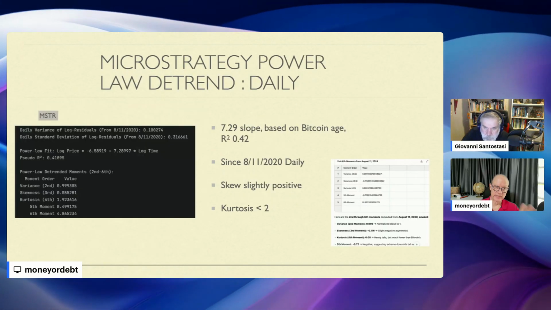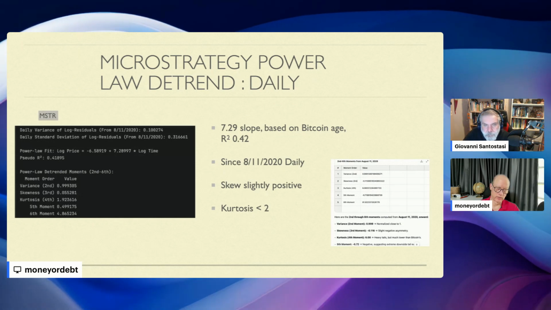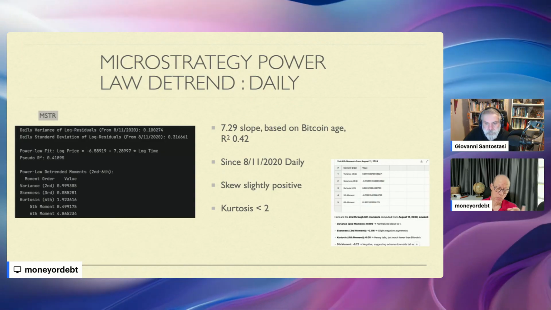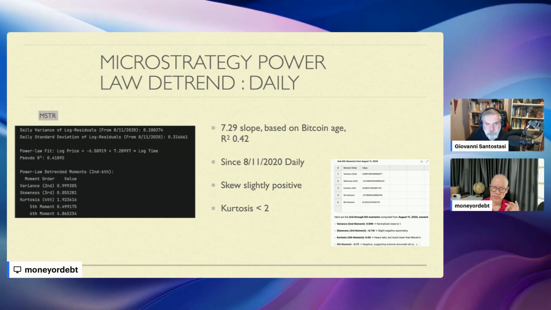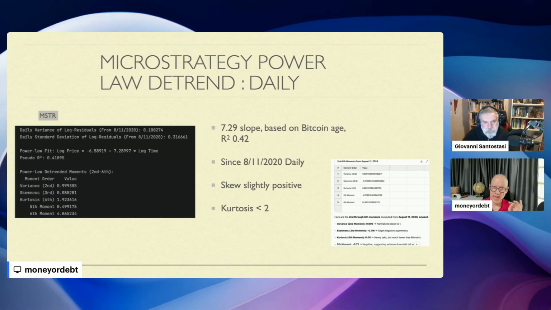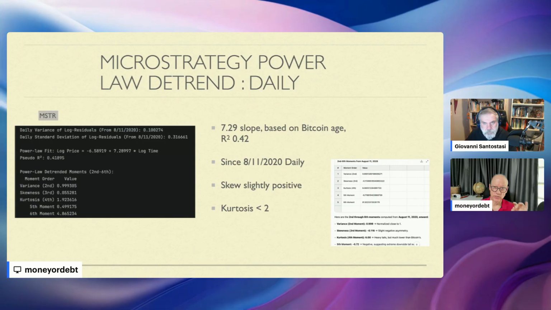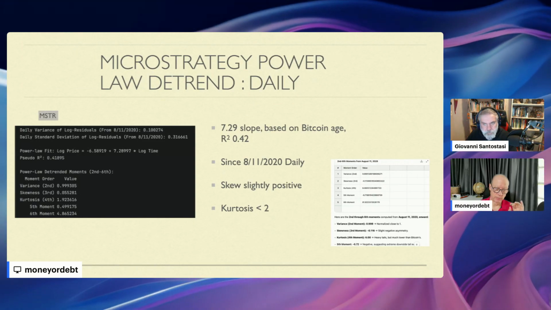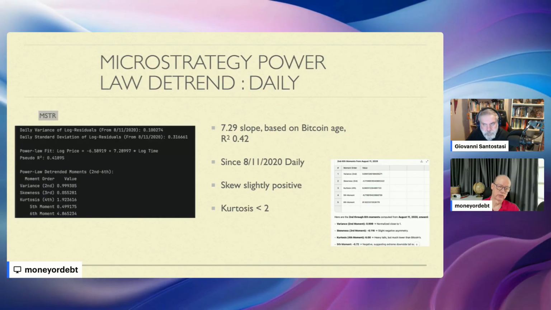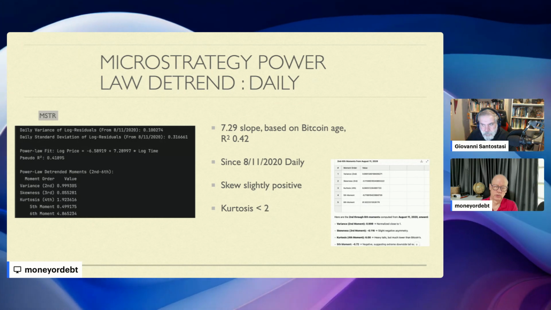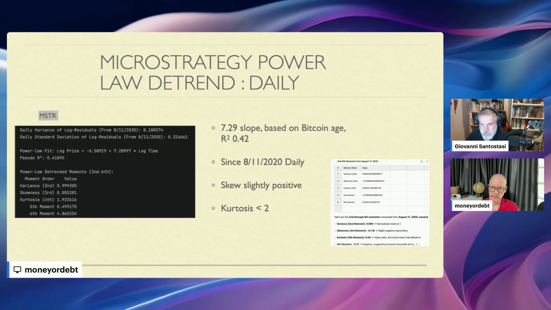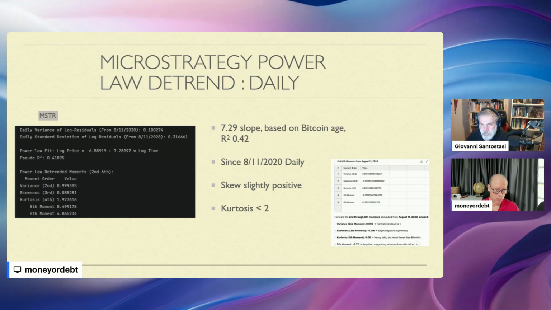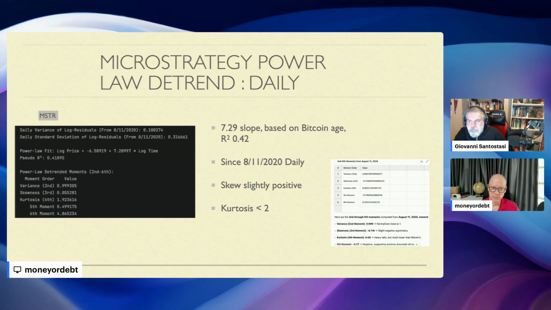Now we power law detrend the daily. So the previous was not power law detrended for either the time frame and for either time step, weekly or daily. Now this is daily only since August of 2020, so only with the Bitcoin strategy, and now power law detrended. And here the power law is 7.3 slope. Very importantly, you have to base it on the Bitcoin age, because he's basically just jumped on the Bitcoin rocket, right? So we have to zero it to January 3rd, 2009. The R squared is modest at 0.42. I mean, we know it's a very noisy series. We know that he had a lot less Bitcoin proportionally than he does now. He wasn't 100% Bitcoin early on relative to his market cap as he is now.